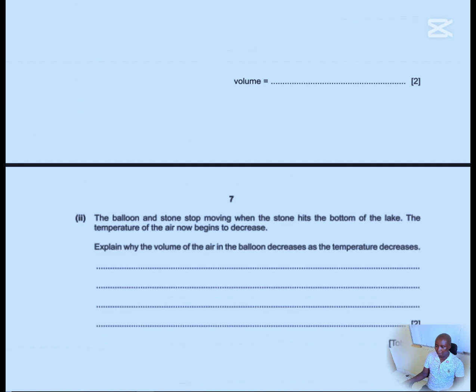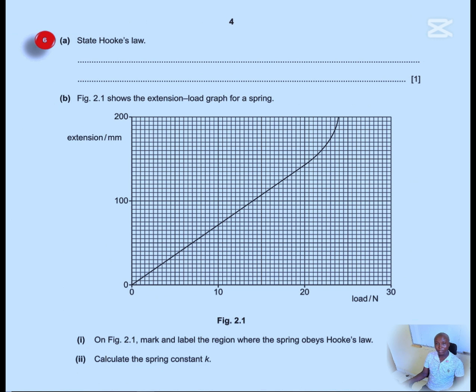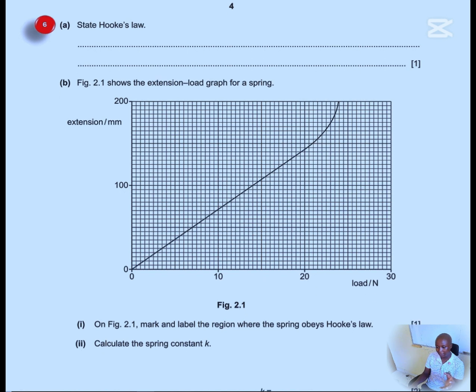So there are more concepts that are also quite important. I've seen last year, of course, they asked about Hooke's law. In the exam of May/June, Hooke's law was asked, and I think this is a concept most students find a bit difficult to understand. So you need to understand how to state Hooke's law, and how to use the graph to determine the spring constant.